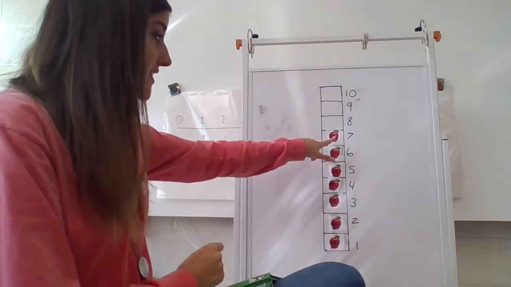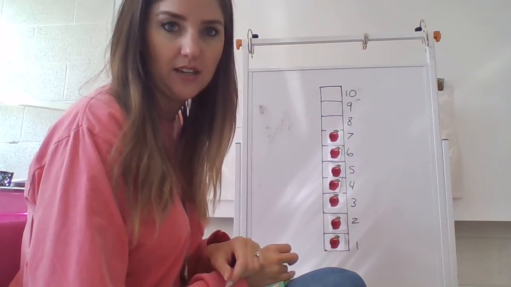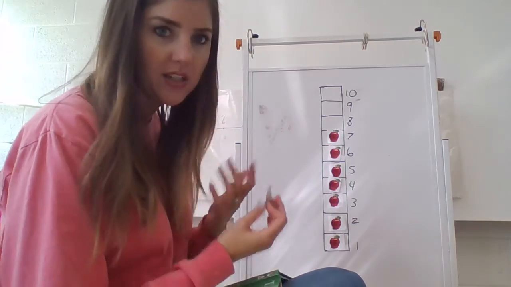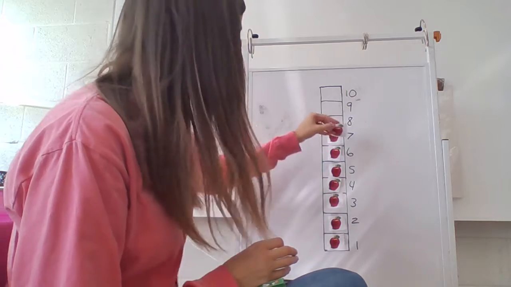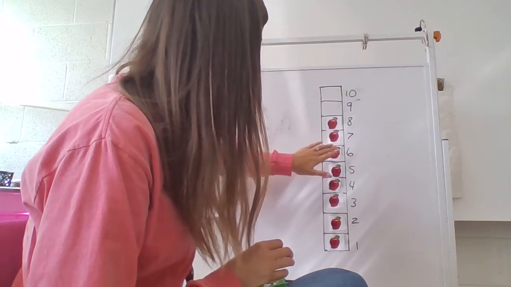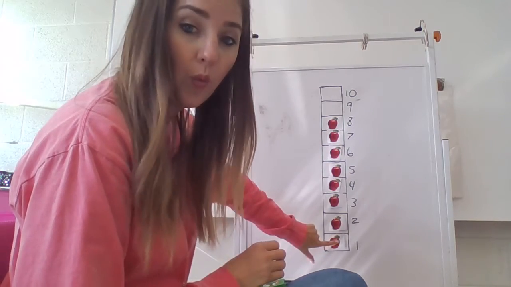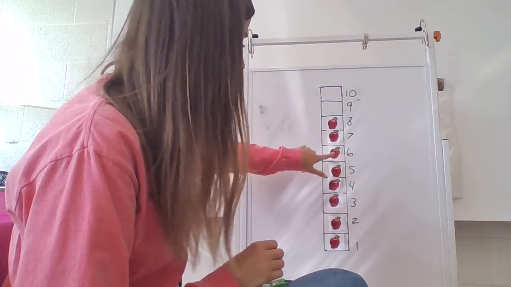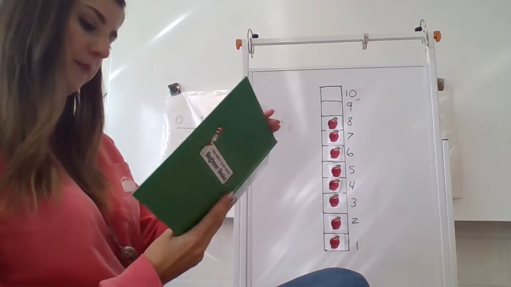Okay, we have 7 and we need to get to 8. How many more apples do I need to put here to get to 8? Just 1. 7, 8. Let's count them. 1, 2, 3, 4, 5, 6, 7, 8 apples up on top.